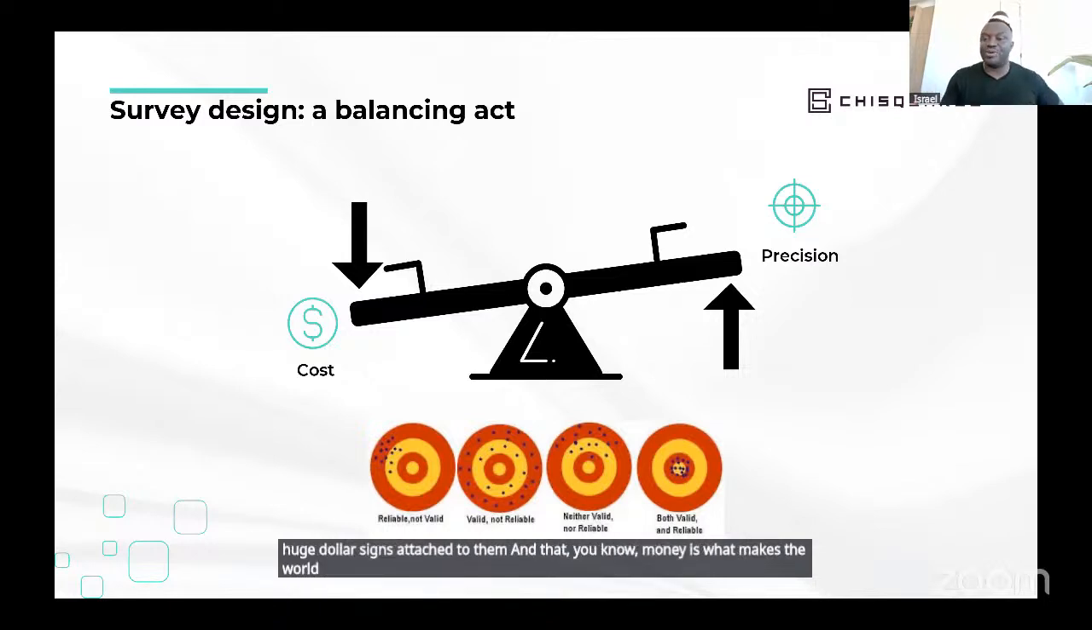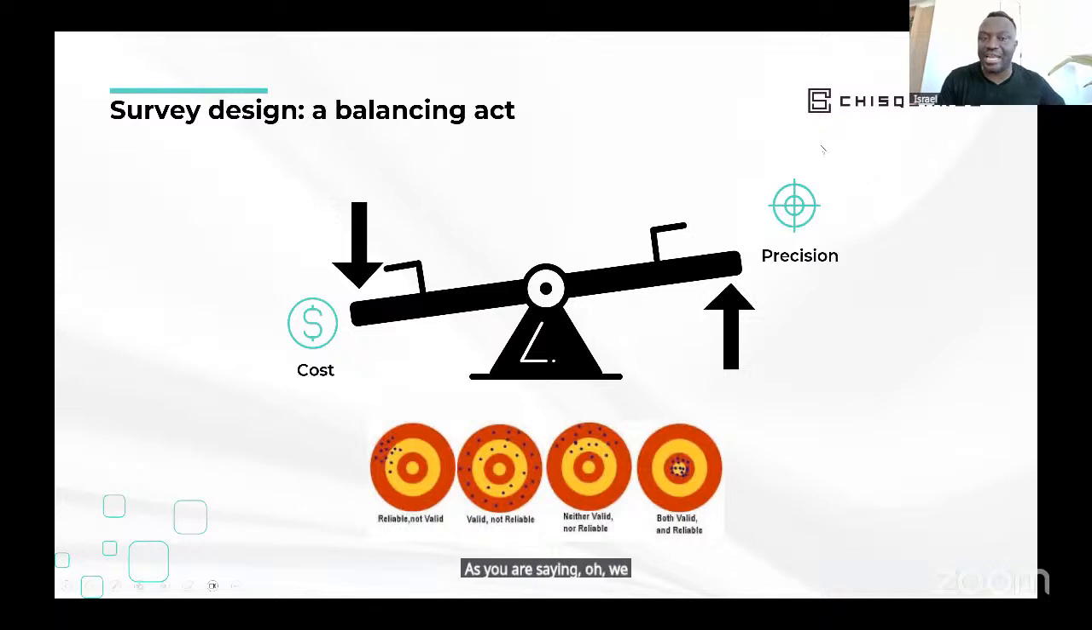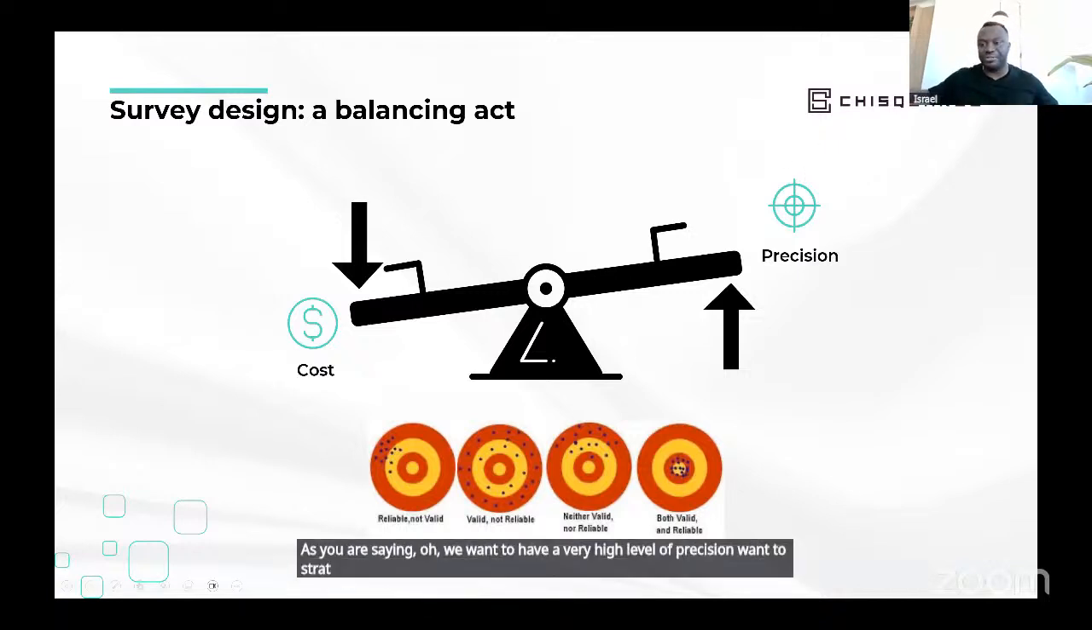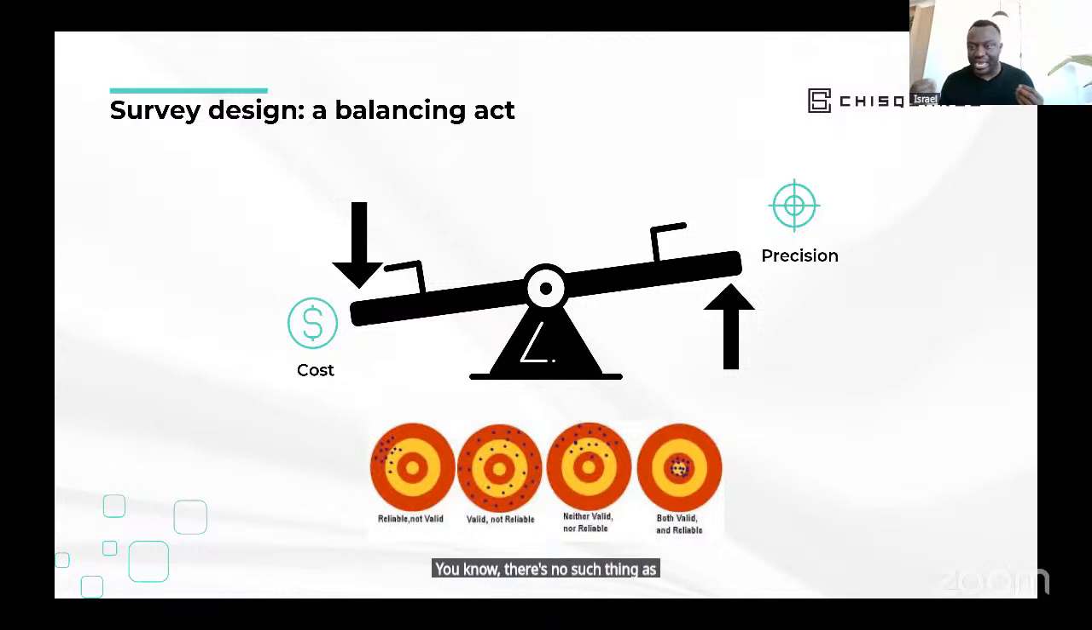So as you are saying, oh, we want to have a very high level of precision, we want to stratify by all these variables, they should be aware, or even you should be aware, that these things come with huge costs that somebody has to pay for. There's no such thing as a free lunch in this world. Everything is paid for by somebody. The fact that you're getting it free doesn't mean it's free. Somebody is paying for it, right? So we need to be aware of that.